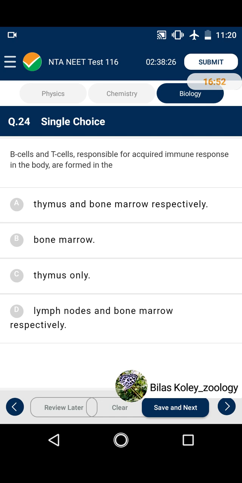Now question number 24. B cell and T cell responsible for acquired immune response in the body are found in the, and the options are thymus and bone marrow respectively, bone marrow and thymus respectively, bone marrow only, lymph node and bone marrow respectively. In this question, the right option will be option B, bone marrow and thymus.